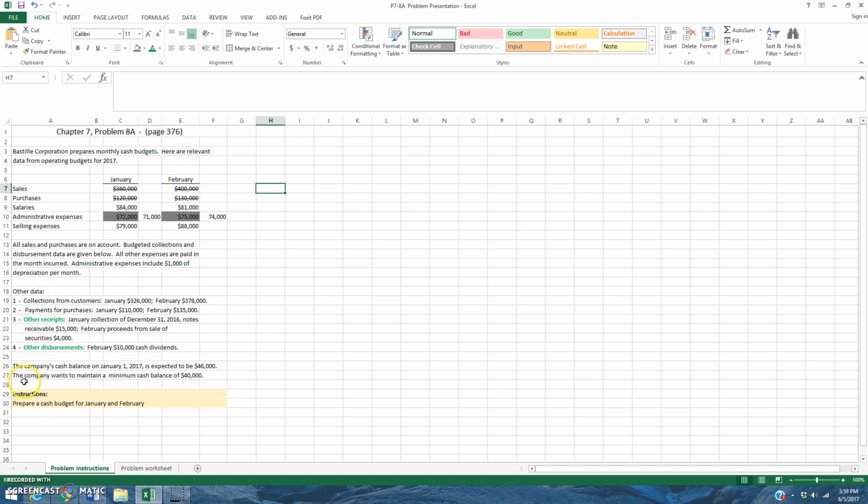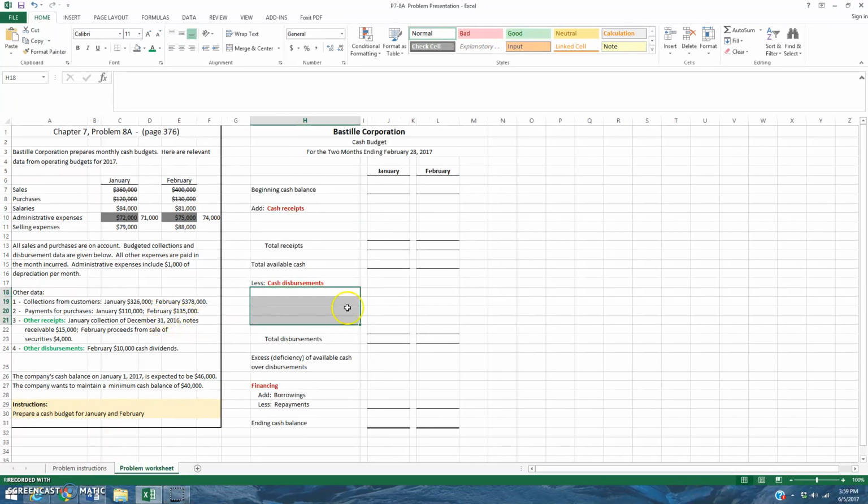The last two sentences say that the cash balance on January 1 is expected to be $46,000. That's good. We need that to start with. And the last sentence says the company wants to maintain a minimum cash balance of $40,000. So that's also information we're going to need as we complete the report. So now that we understand that, we'll go to the worksheet.